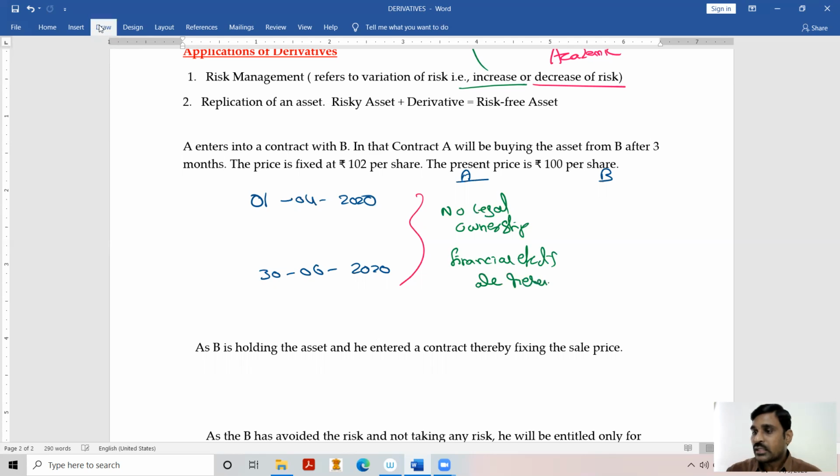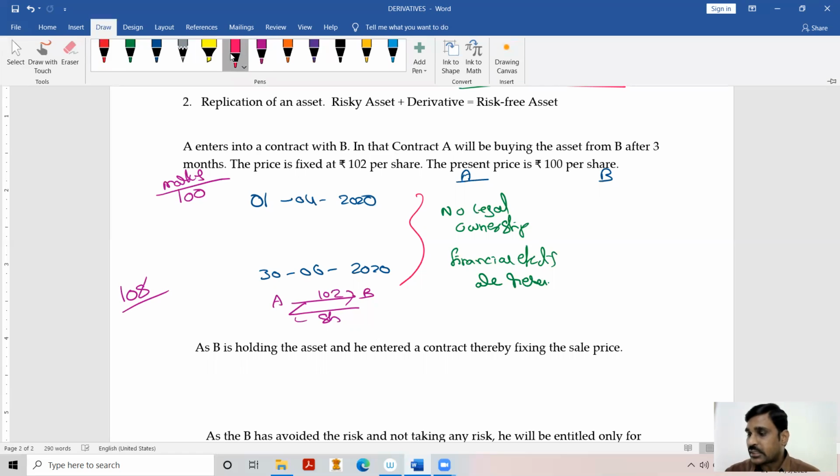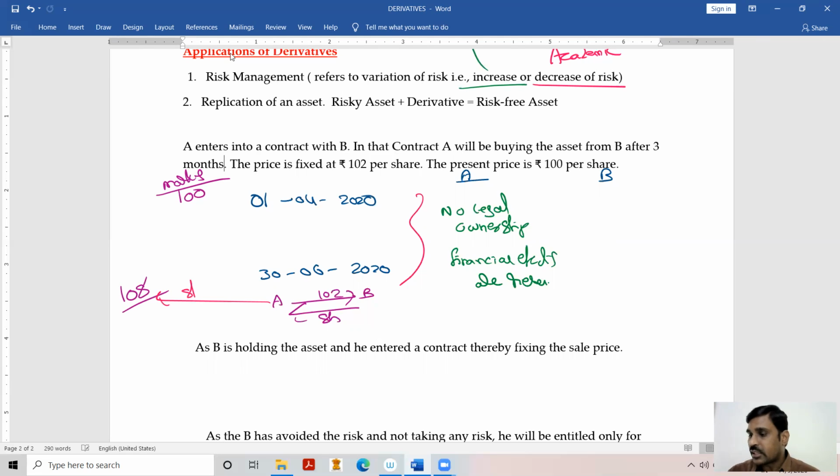Say for example, today the price is 100. On 30th June, A has to pay 1 or 2 rupees to B, and B has to give 1 share. But in the cash market, the price is say 1 or 3 rupees. Or luckily, if you are very fortunate, the price may go to 108. So here A can sell the share in the market and get 108 rupees. In return, A will be getting a 6 rupees per share profit.